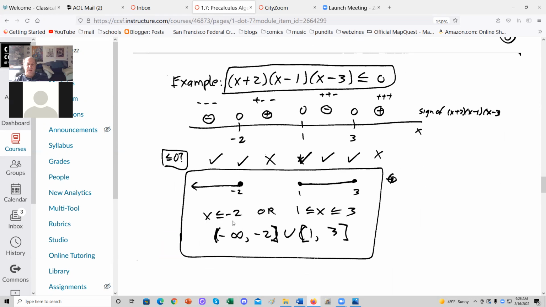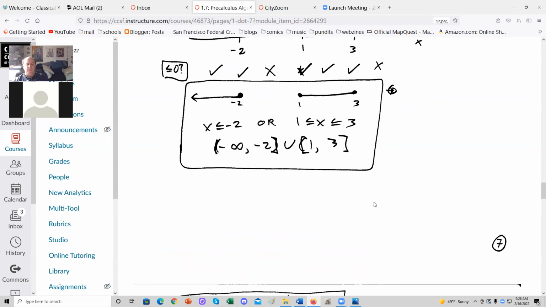You can write that as x less than or equal to negative 2, or 1 less than or equal to x less than or equal to 3. You can also denote that by the interval notation: round bracket minus infinity to negative 2 square bracket, union square bracket 1 to 3 square bracket.